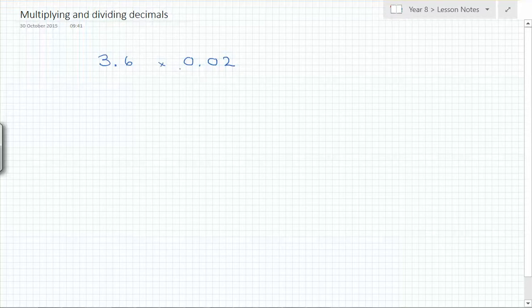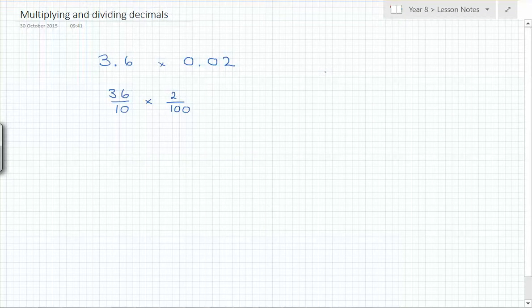Sushi, since this is for you, I'm going to write 3.6 as 36 over 10. Are you all happy that that is still the same number, but written as a fraction? And then this will be 2 over 100. Okay? So I've got the same thing. Now it's a case of multiplying fractions. Do you remember how to multiply fractions?